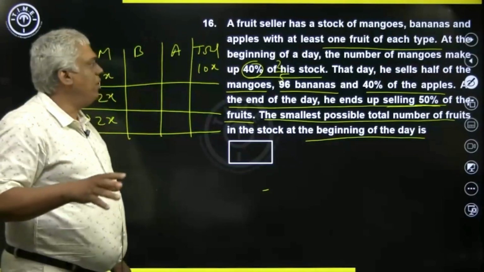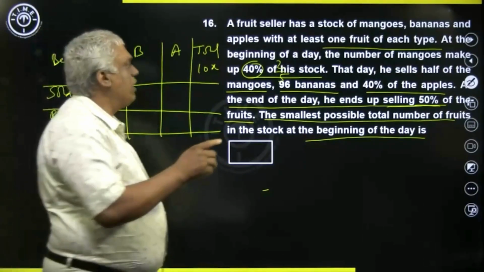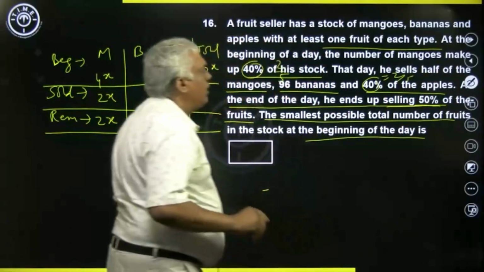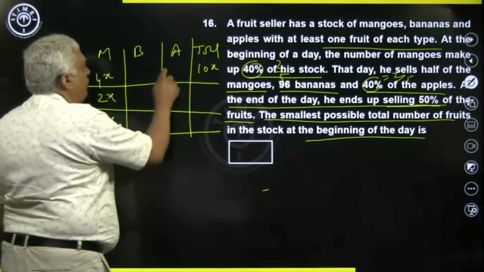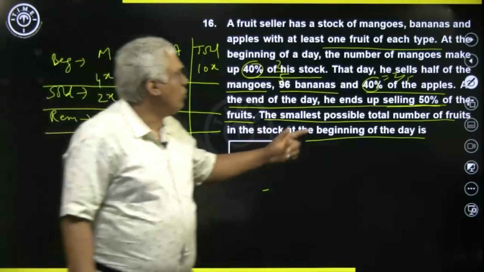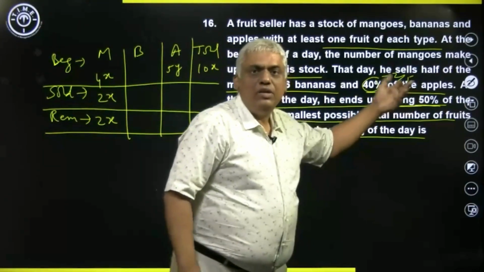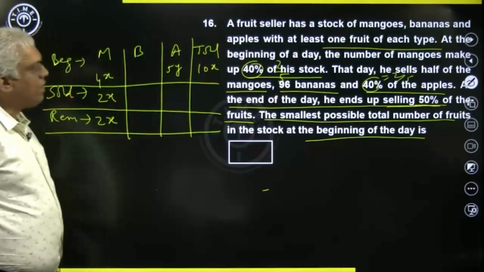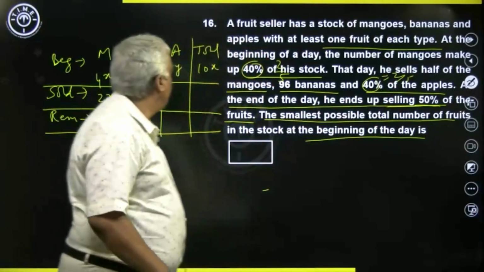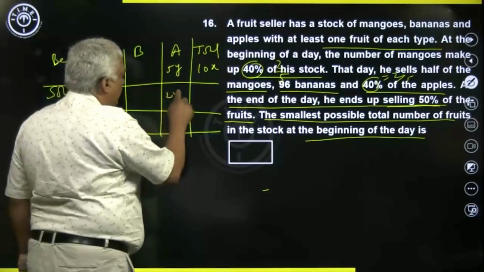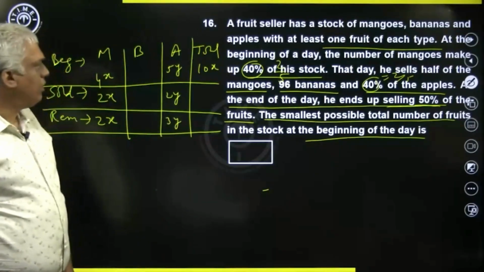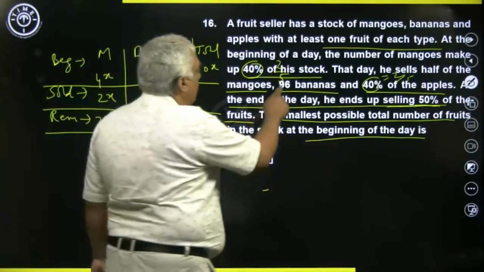That day he sells half the mango, 96 bananas and 40% of the apple. He had some apple. 40% is again 2 by 5, right? So let's say he had 5y apples, because the calculation will be easy, that's 2 by 5. So of 5y he sold 2 by 5, so he sold 2y apples. So apple remaining is 3y, okay. And he sold 96 bananas, right?